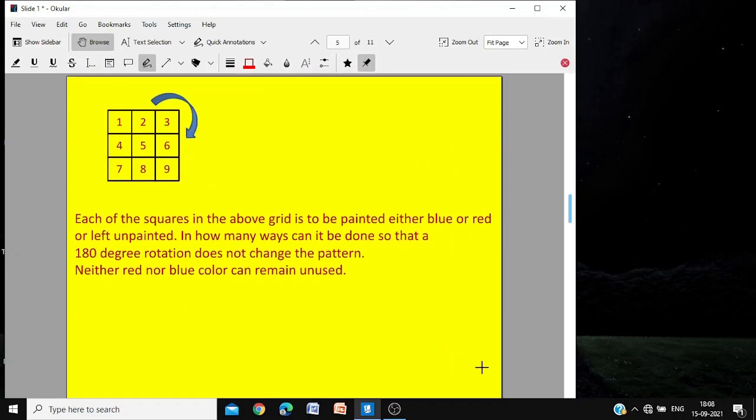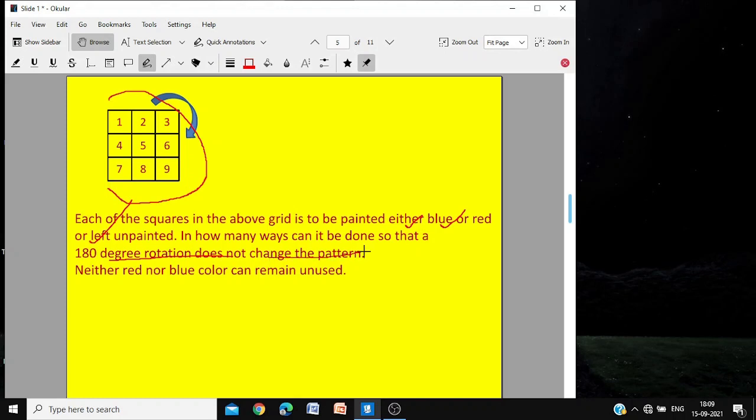Now we have the same grid. Each of the squares in the above grid is to be painted either blue or red or left unpainted. You have 3 choices. There we had 2 choices. Now here we have 3 choices: blue or red, or leave it unpainted, leave it blank. In how many ways can it be done so that a 180-degree rotation, now we are not having a mirror, but we are rotating, this is being rotated by 180 degrees.